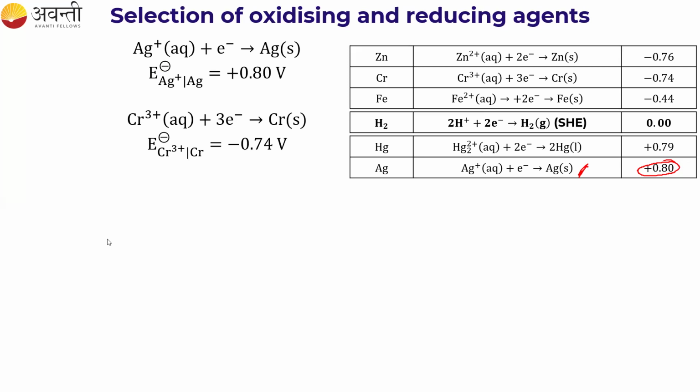So among silver and chromium, which one will undergo the reduction easily? Silver or chromium?